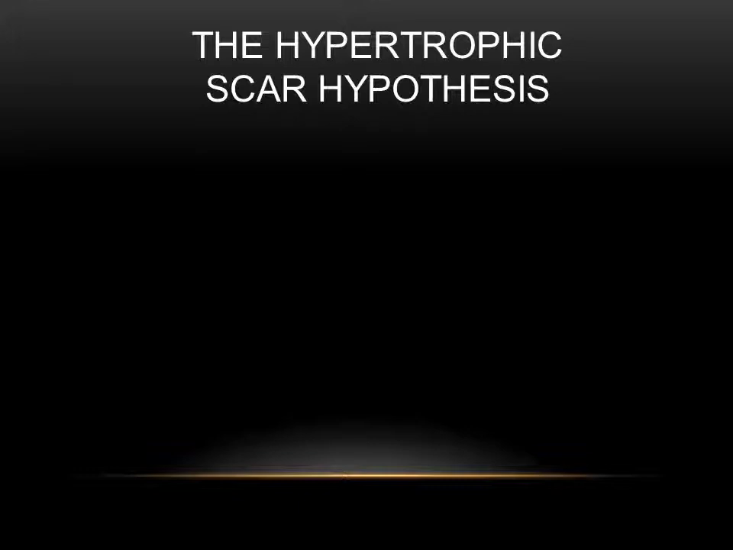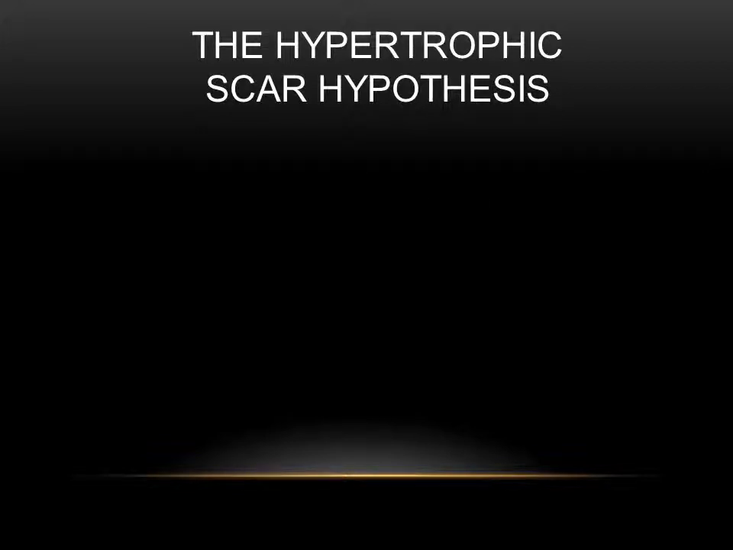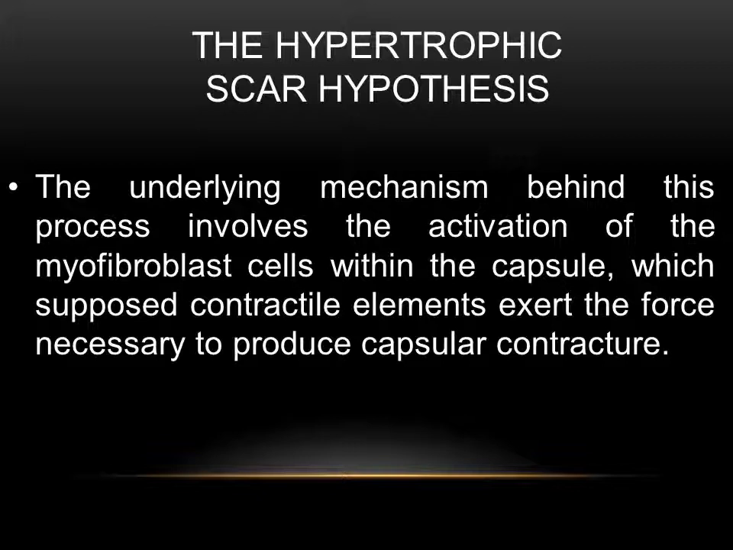In the case of the hypertrophic scar hypothesis, non-infectious stimuli such as glove powder, towel lint, airborne particles or dust, hematomas, granulomas, and hereditary factors produce a foreign body reaction and resultant formation of a hypertrophic scar. The underlying mechanism involves the activation of myofibroblast cells within the capsule, and these cells are responsible for the contractile forces which produce the capsular contracture.